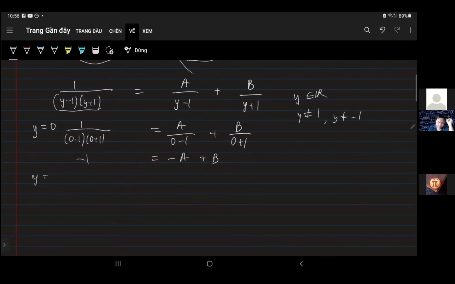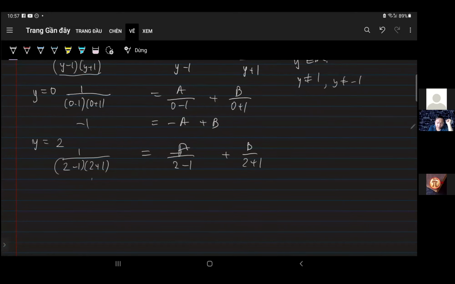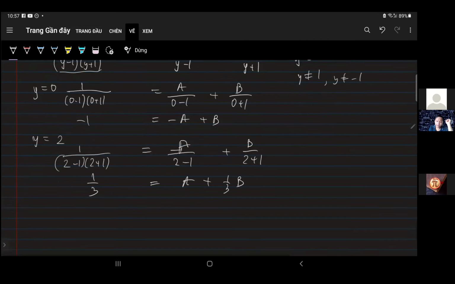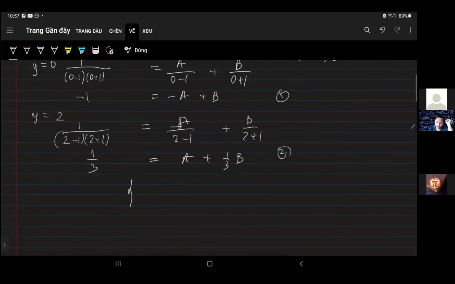So I just do y equal to 2, let's say. What do I have? I have 1 over (2 minus 1)(2 plus 1) equal a divided by (2 minus 1) plus b divided by (2 plus 1). What do I have on the left? It's 1/3. On the right, a plus 1/3 of b. Now there you go. You have two equations, two variables. Looks like it's independent, so you can solve for a unique solution.